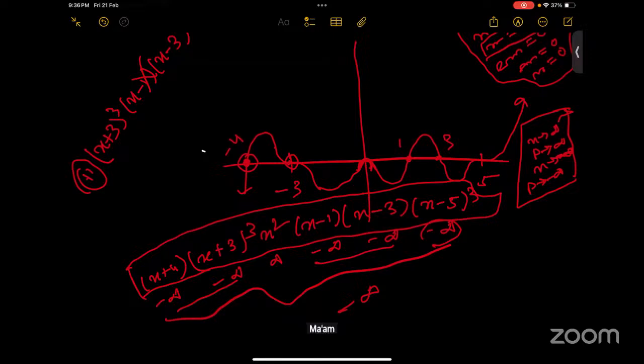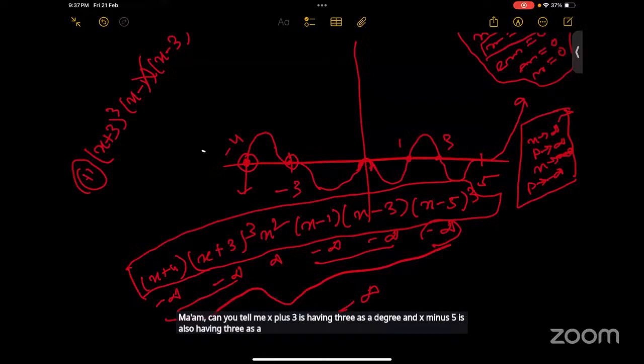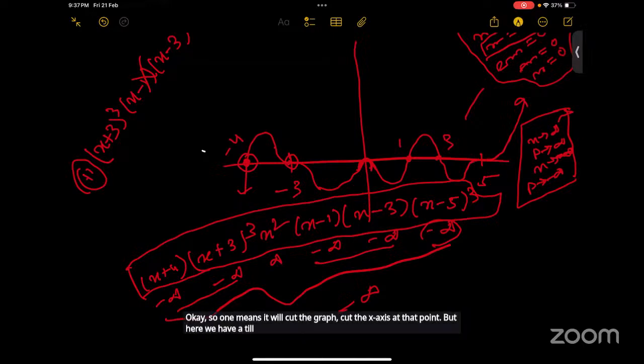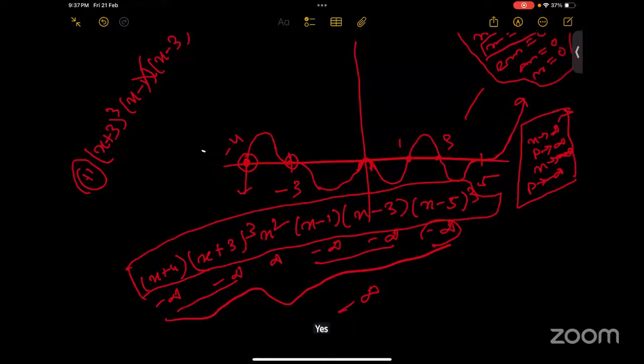Ma'am, can you tell me, x plus 3 is having 3 as a degree and x minus 5 is also having 3 as a degree, but not 1? Okay, so 1 means it will cut the x-axis at that point. But here we have a tilt type of thing, right? Yes, that type of thing we get when the degree is odd and greater than 1. Okay, ma'am.